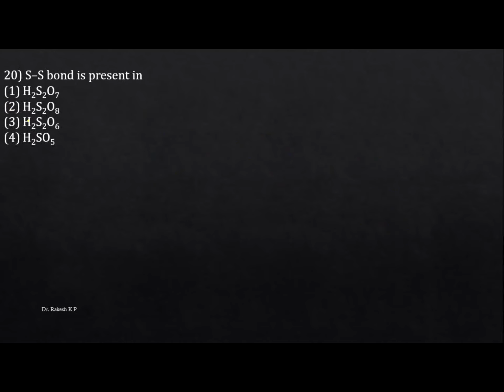The sulfur to sulfur bond is present in which? Let me take the first one, the oleum. The structure of the oleum is like this: sulfur double bond oxygen, again we have OH, again oxygen double bond O, and here OH. The first one is not possible because we have a sulfur, oxygen, sulfur bond.